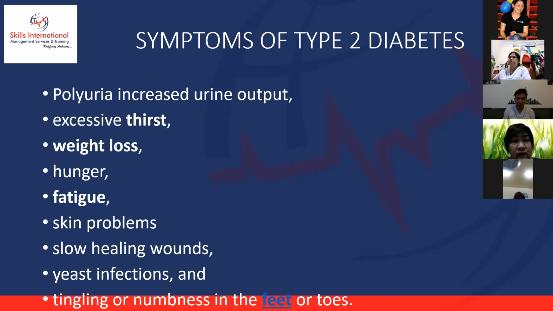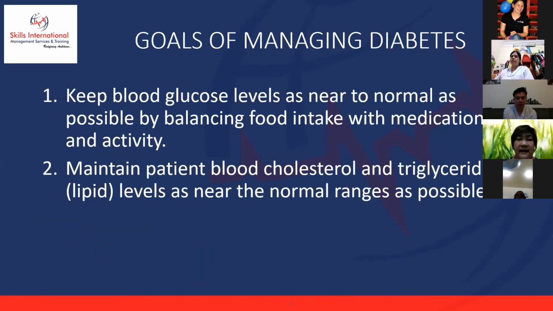If you find your friend or your family member or any of your close contacts coming to you and saying something like, I have this, if one or four of these symptoms are there with your friends, you had better ask them to seek medical advice. Okay? So these are the symptoms of diabetes.